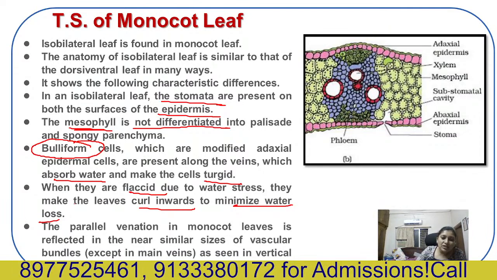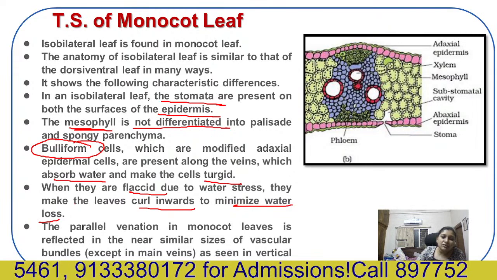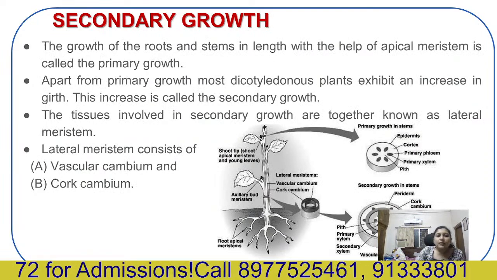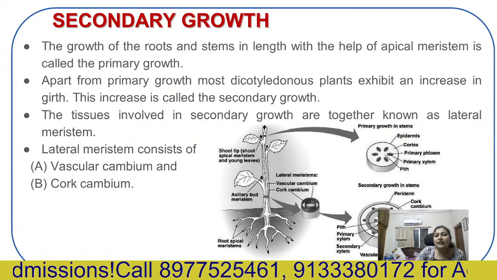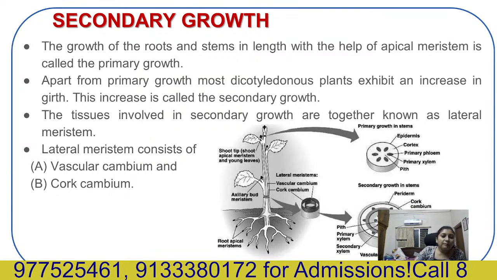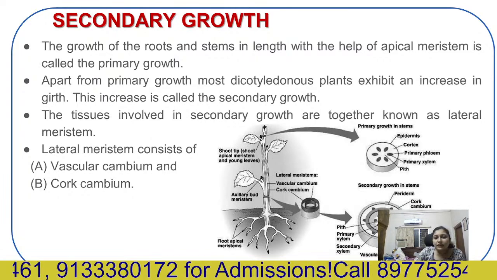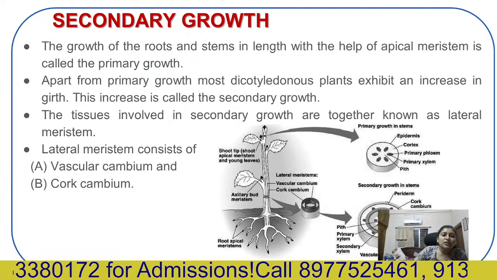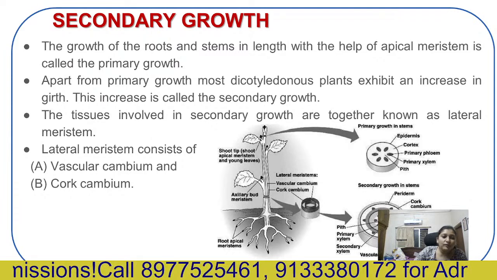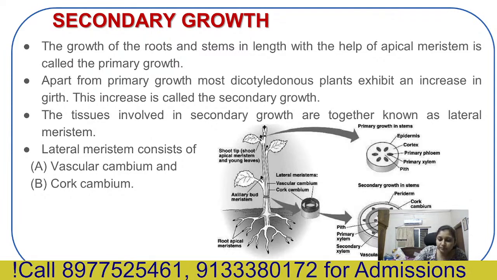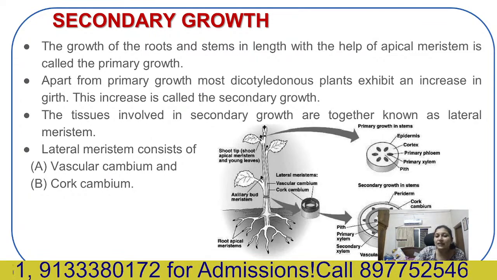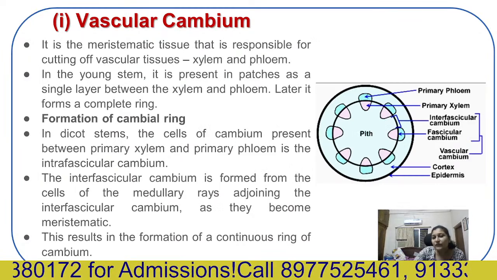The parallel venation in monocot leaves is reflected in the near similar sizes of the vascular bundles. Then secondary growth. The growth of the roots and the stem in length with the help of apical meristem is called primary growth. Apart from the primary growth, most dicotyledonous plants exhibit an increase in the girth. This increase is called secondary growth. The lateral meristem consists of vascular cambium and cork cambium. This is responsible for the increase in the horizontal growth of the plant, that is lateral growth, in both root and stem.